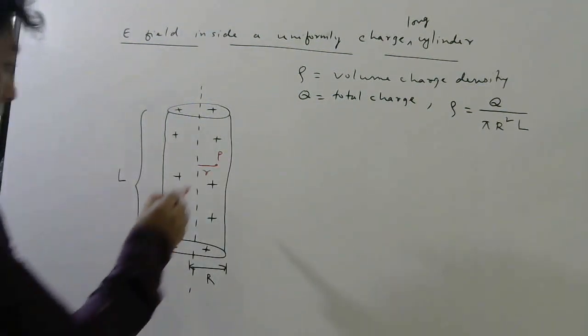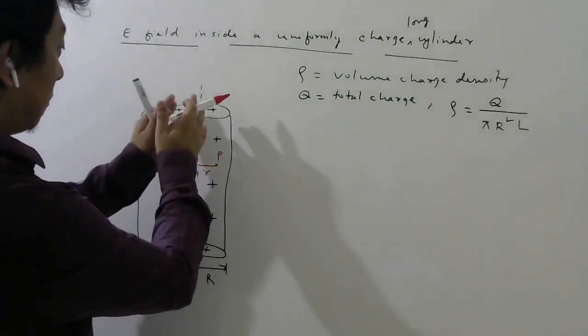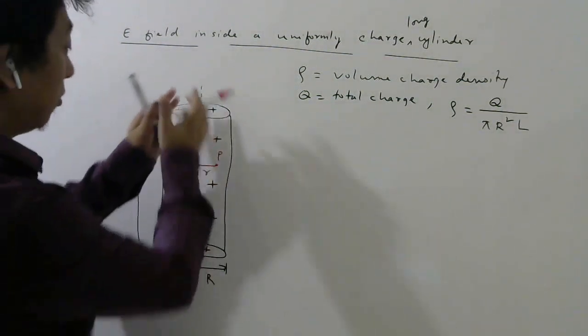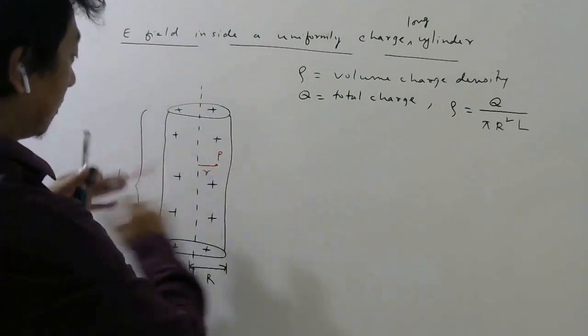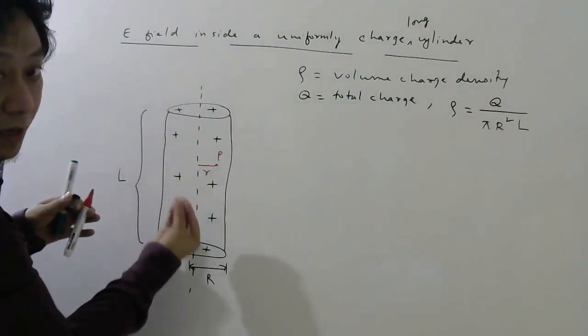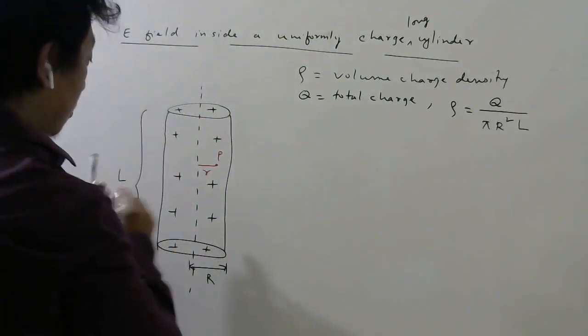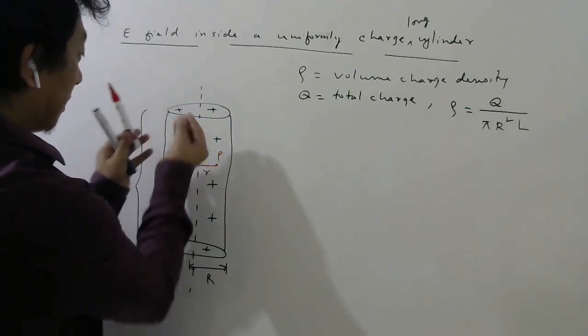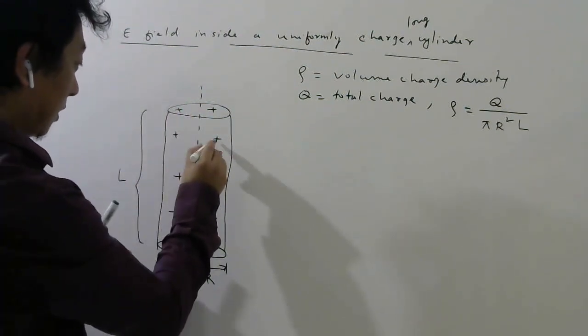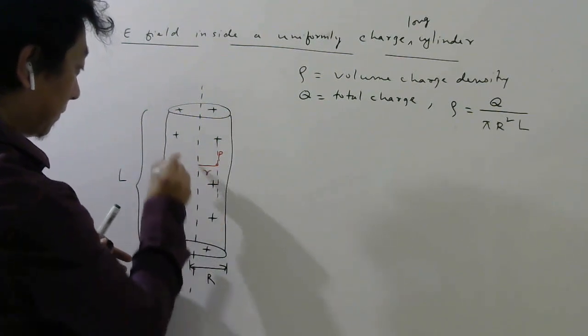Then what will we do? We will make a Gaussian surface. Now you know electric field lines from symmetry knowledge. We know it will look like this. So actually it will look like this, exactly like line charge. So since electric field lines are like this everywhere, we will construct a cylindrical Gaussian surface.